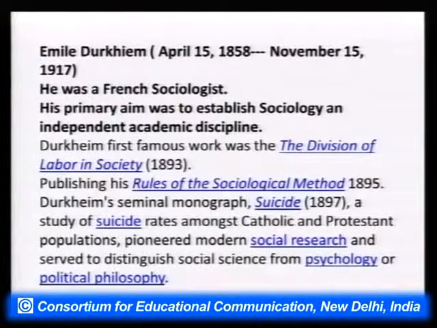His major contributions are basically four. The first one is The Division of Labor, which he wrote in 1893, and by publishing The Rules of Sociological Method in 1895, Durkheim wanted to develop sociology as an independent social science. We will discuss it later.